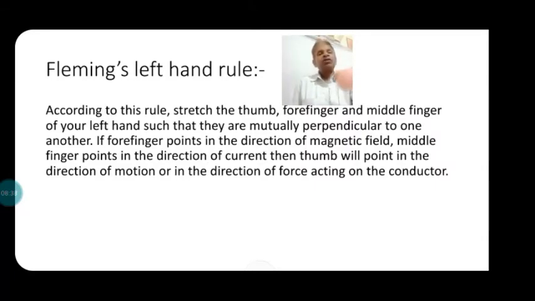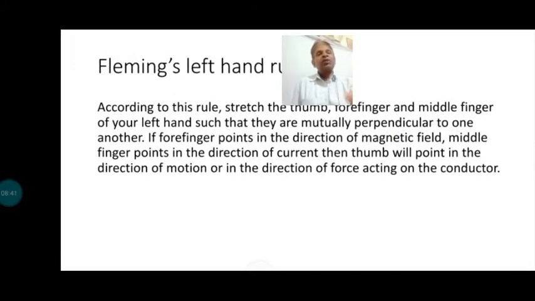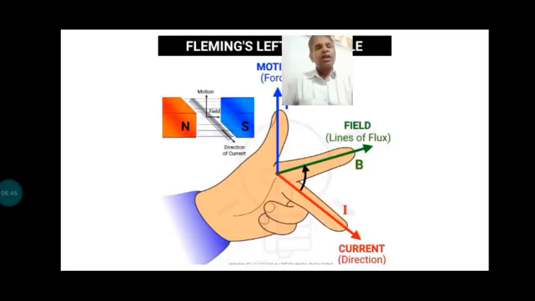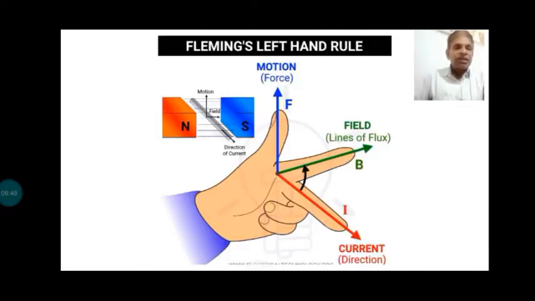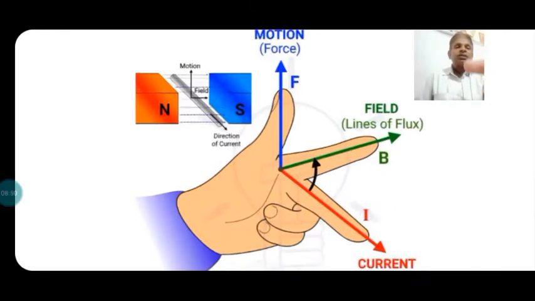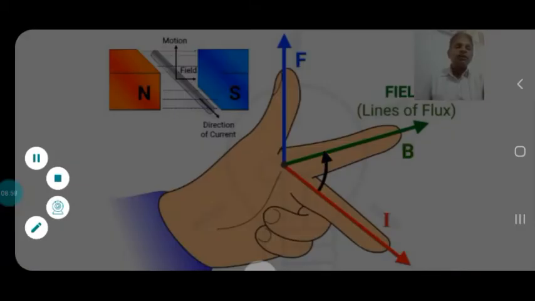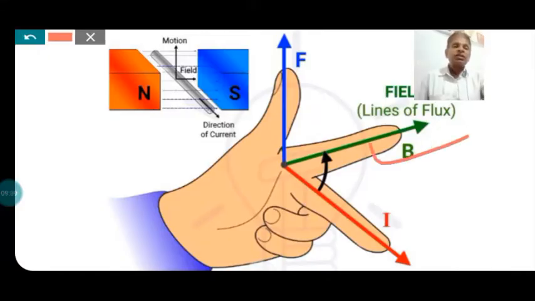We can see how the current carrying conductor experiences a force when placed in the magnetic field. That will be seen next. And now here the direction is given. The force is exerted on the conductor here, and this is the direction of the magnetic field. Here is the conductor, and the direction of current in the conductor is in this direction.